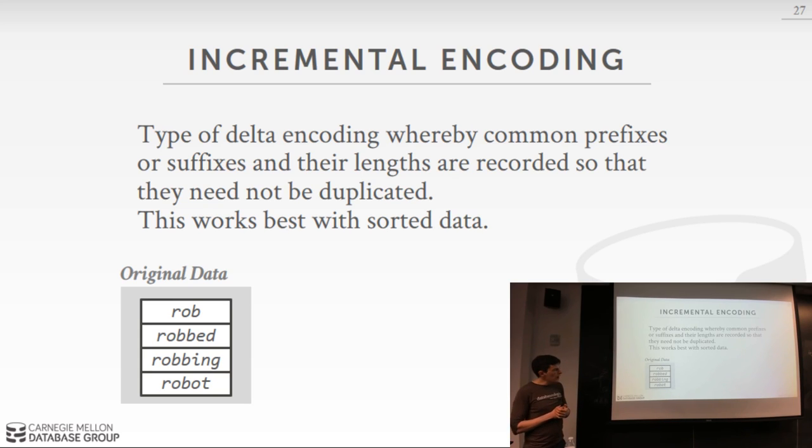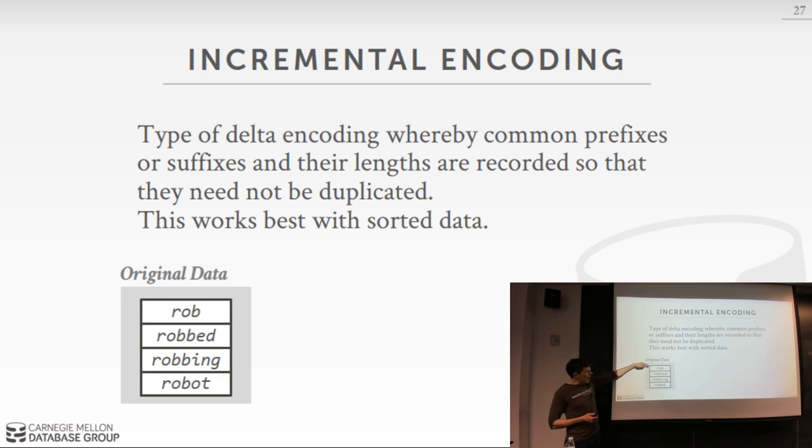All right, a variant of delta encoding is called incremental encoding, and this looks a lot like the prefix optimization we saw in B plus tree leaves a few classes ago. The idea here is that when we know our data has common prefixes, for a single tuple we can just store what portion of the prefix it shares with the previous tuple, and then they just have their unique suffix.